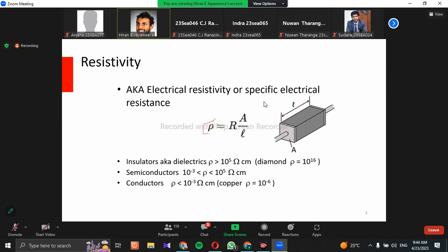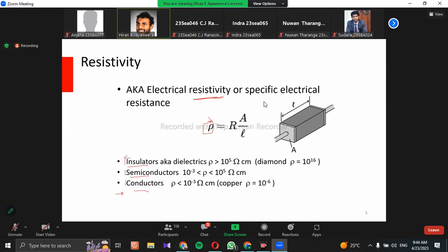However, remember that this parameter rho is some sort of characteristic of the material. It depends on the material. So different materials have different rho values or resistivity values. Depending on the resistivity value at room temperature, we generally differentiate our materials into three different groups by considering the resistivity of the material. So we have insulators, semiconductors, and conductors. In fact, apart from that, we have superconductors as well. I'll come to that shortly.